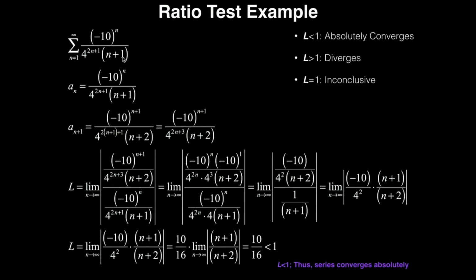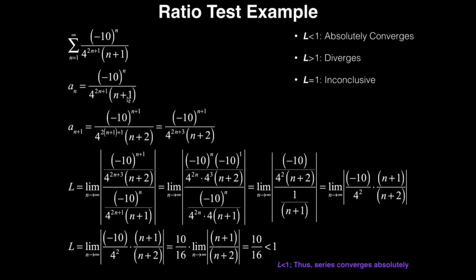All right, and remember our criteria. Our limit L, if it's less than 1, our series absolutely converges. If L is greater than 1, the series diverges. And if it's equal to 1, it's inconclusive and we'll need to use another test. All right, let's figure out what our a sub n is for this series. Well, a sub n, we're just going to have negative 10 to the n power over 4 to the 2n plus 1 times n plus 1.